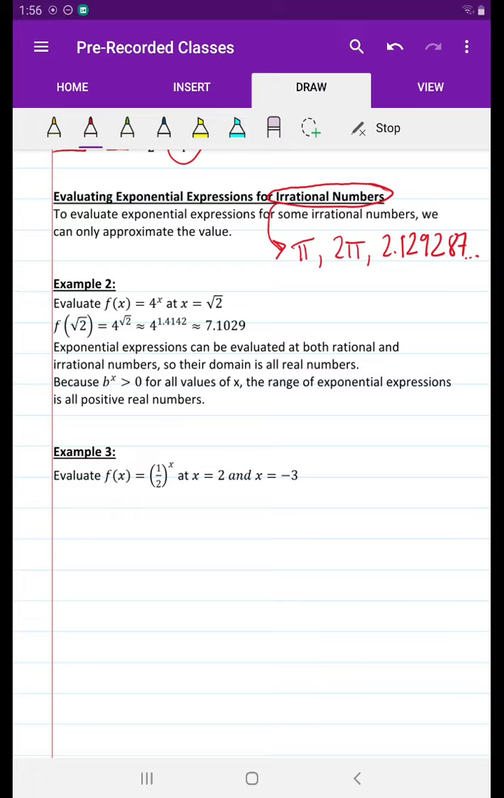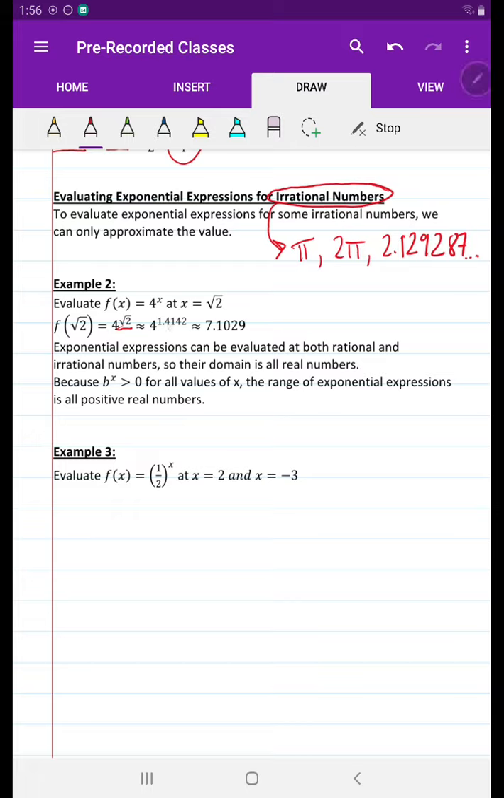So in example 2, we're given the function f of x is 4 to the x, and we have to evaluate this at x equals √2. So we have f of √2, and so what I'm going to do is I just plug in √2 for x, okay? And I know, well, √2, that's an irrational number. If you plug that into your calculator, you'll get a decimal that doesn't end and doesn't have any clear pattern. So we just have to cut it off at some point and just approximate.